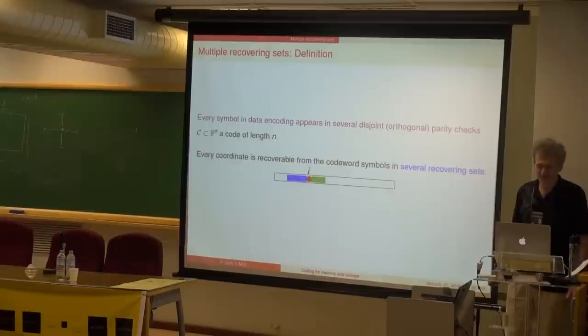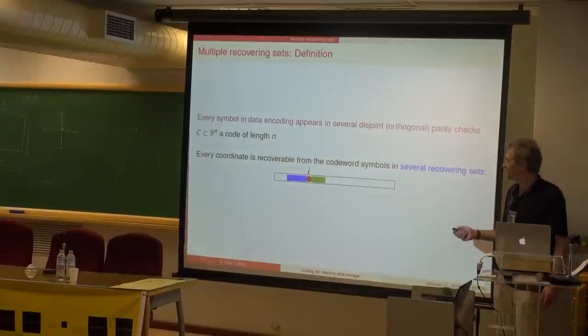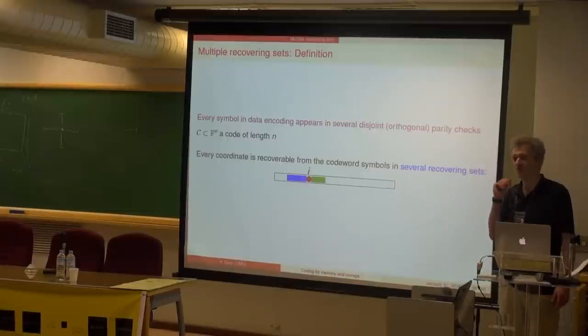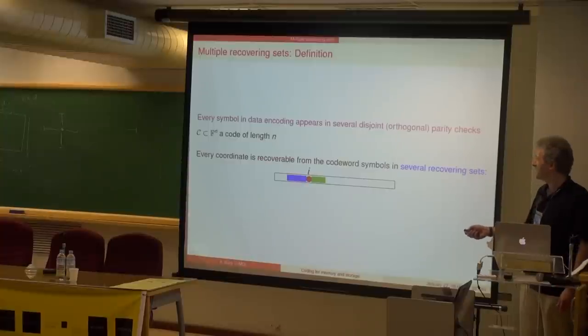Well, let us say that every symbol in the encoding appears in several disjoint recovering sets, orthogonal. Right, so we use this term orthogonal. In fact, this had been used earlier in coding theory when they did majority logic decoding of Reed-Muller codes, and that was in the 1950s, yes. So let us say every symbol i is recoverable from several recovering sets.